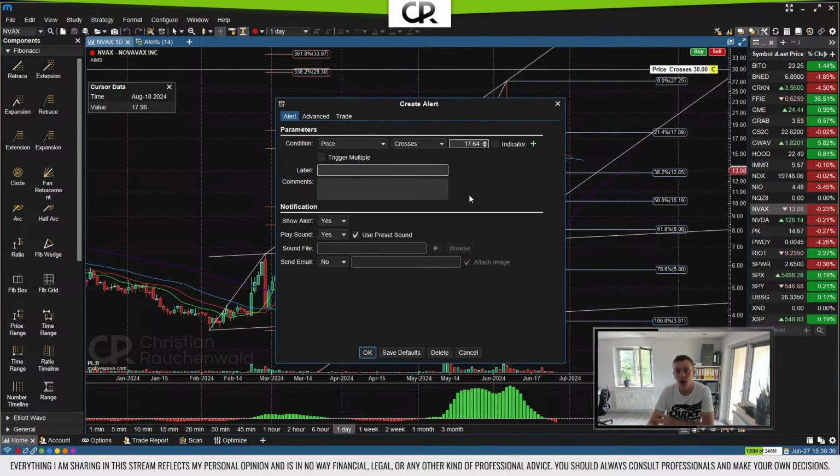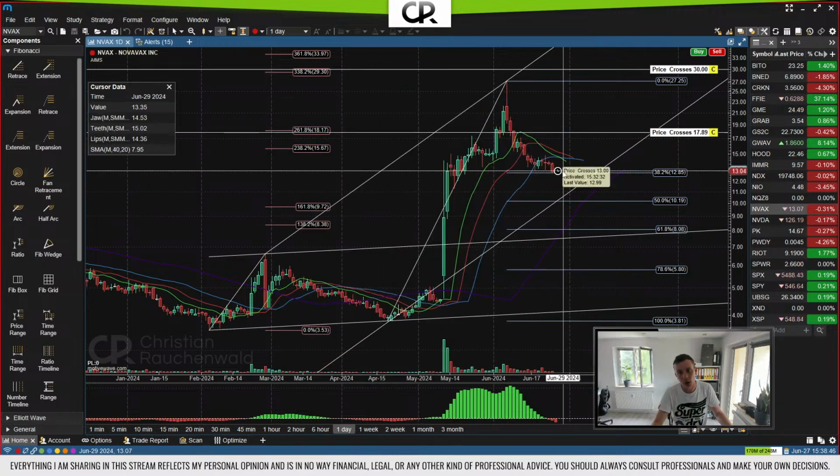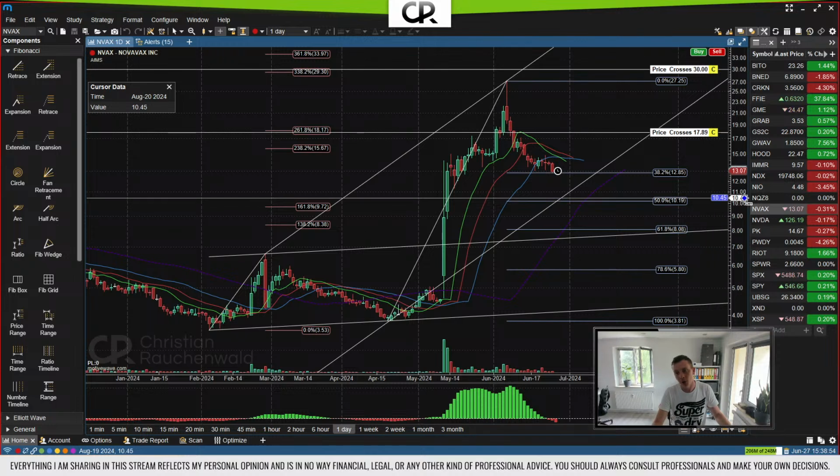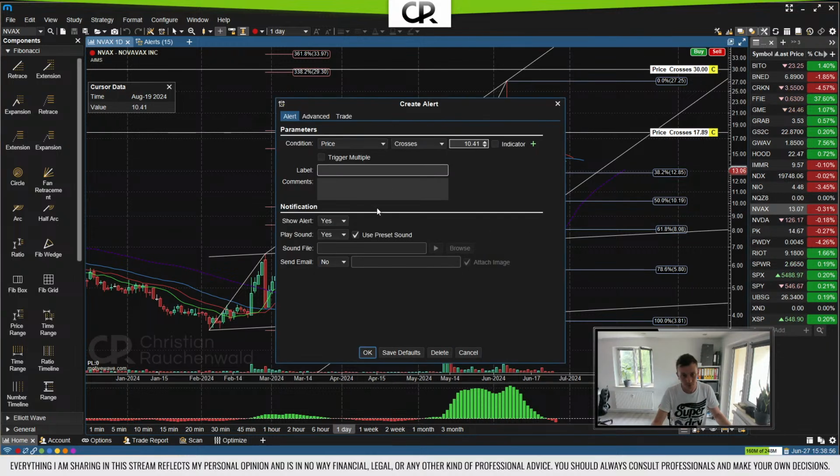One of them is going to be at 17.89. So if we reach that, we have to consider that potentially the correction is actually finished, and we'll have to analyze it from here to here. We have some kind of impulsive pattern that makes sense. And the other alert is going to be at 10.19.